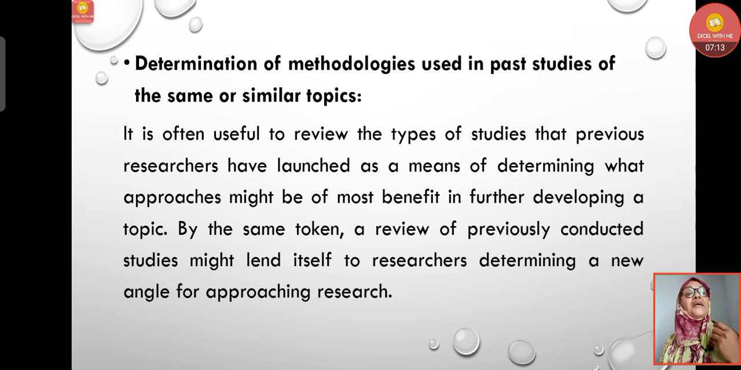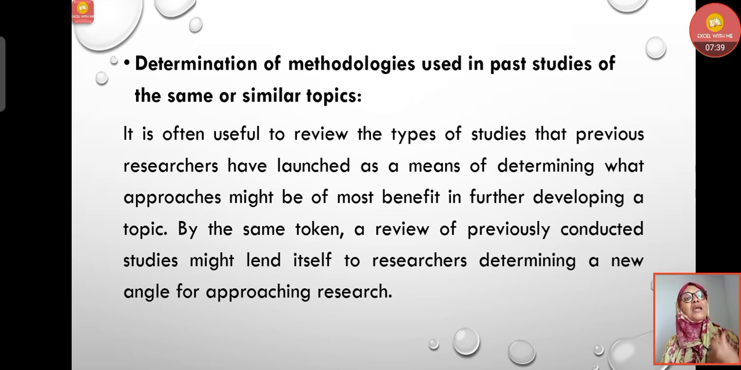Next one is determination of methodologies. Yes, very important chapter: research method. So determination of methodologies used in past studies of the same or similar topics. It is often useful to review the types of studies that previous researchers have launched as a means of determining what approaches might be of most benefit in further developing a topic.